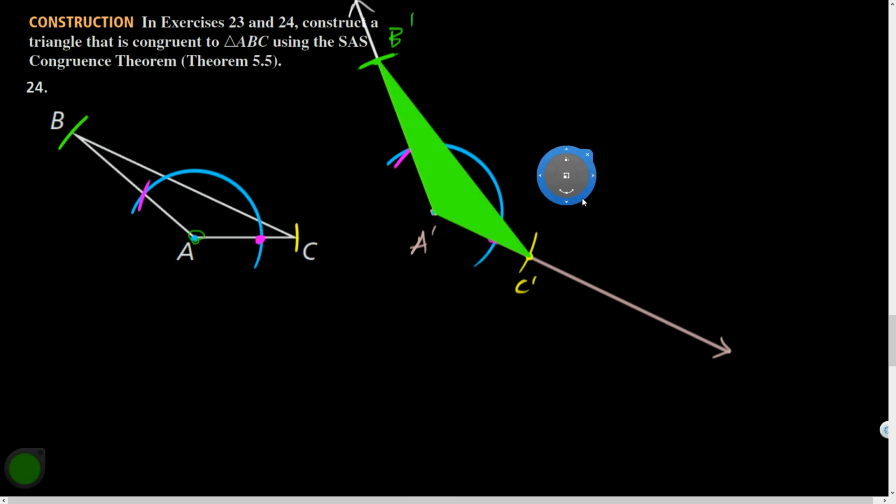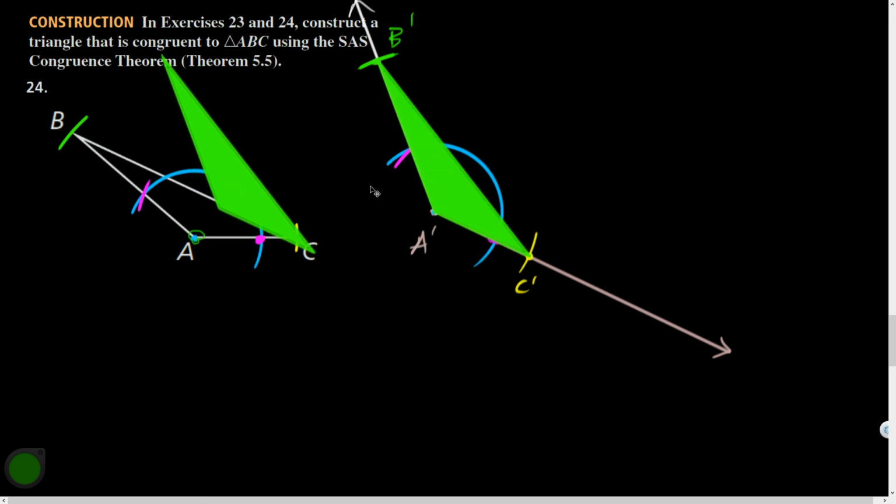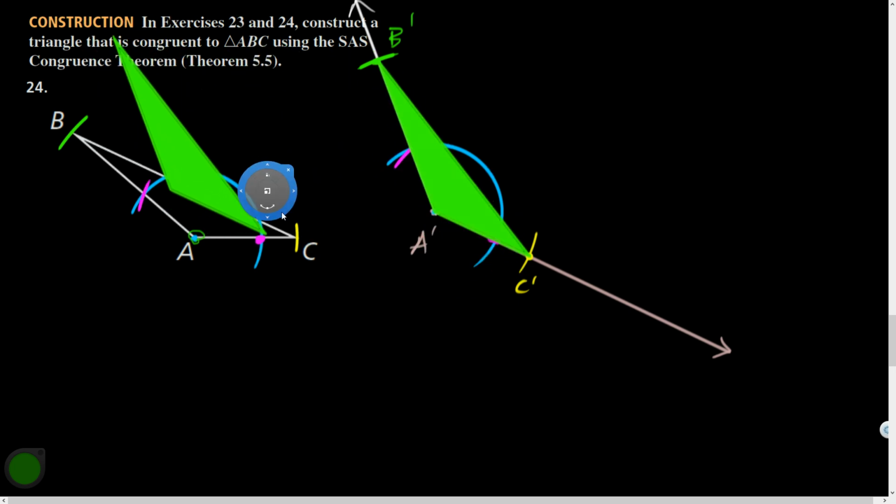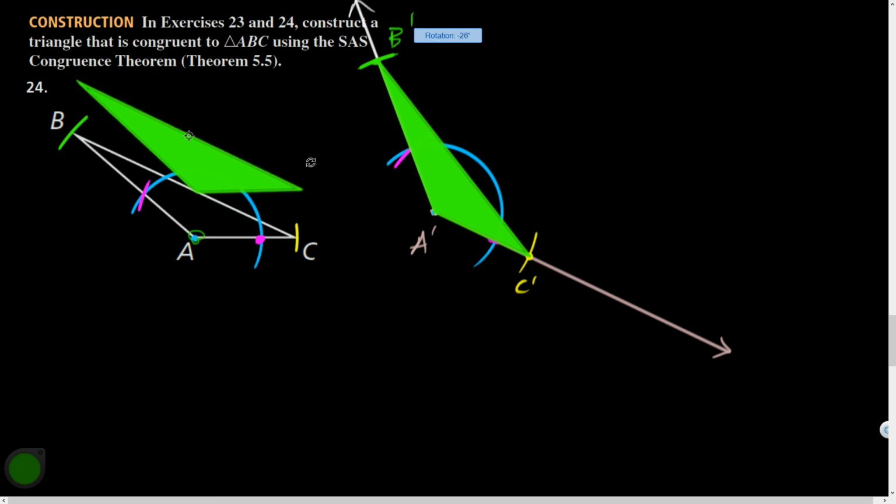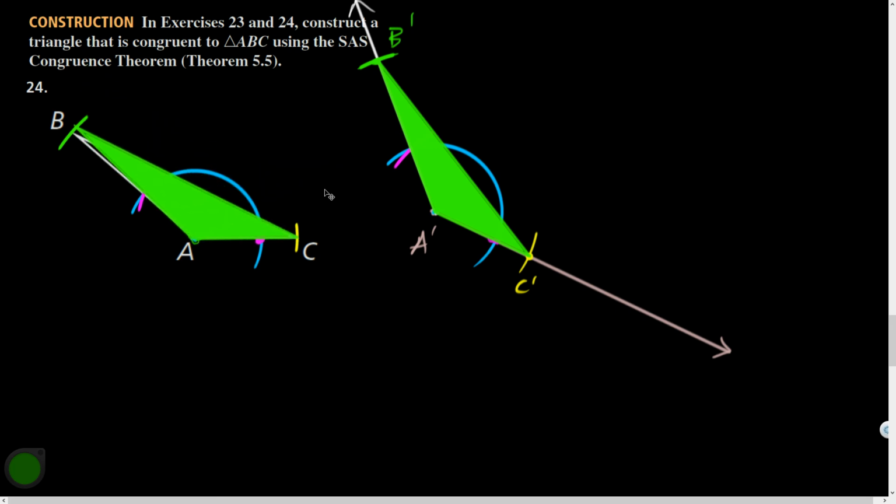So guys, check this out. The claim is that this triangle is congruent to that triangle. Let's see. Looks something like that. A little close, little off. If you blur your eyes a little bit, we'll pretend it works.